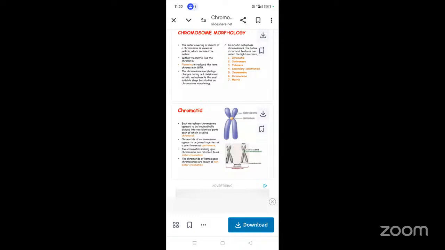Telocentric: the centromere is located at one end of the chromosome, so that the chromosome has only one arm. These chromosomes are I-shaped or rod-shaped. This is telocentric. Telomere: the two ends of the chromosomes are known as the telomeres.